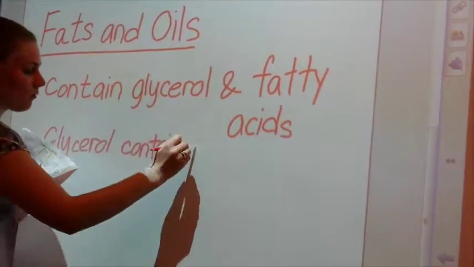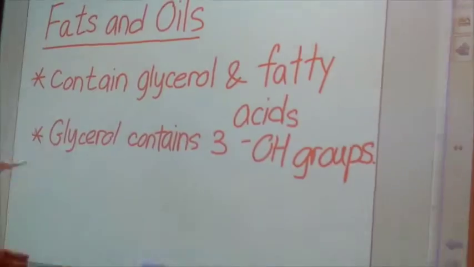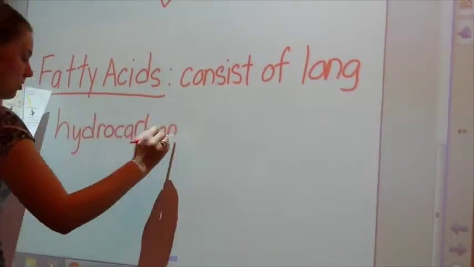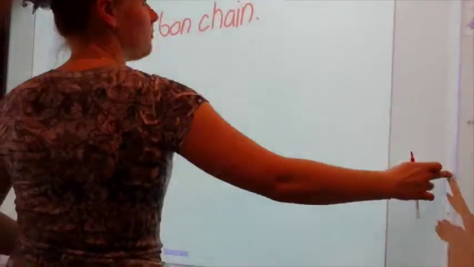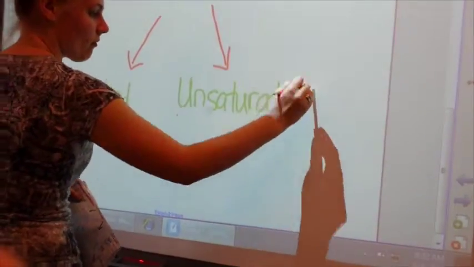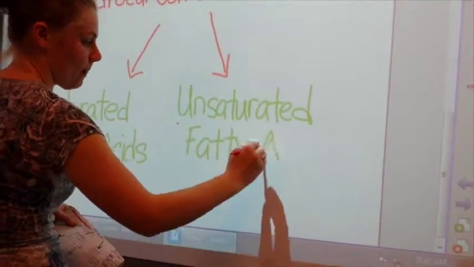but in addition, the glycerol contains 3 OH groups, and fats can be in solid or liquid form at room temperature, depending on their composition and structure. Fatty acids consist of long hydrocarbon chains. There are 2 main types of fats: saturated fats and unsaturated fats.